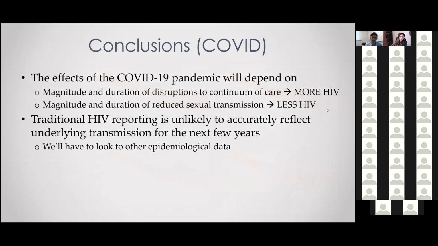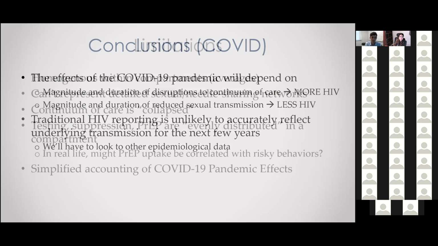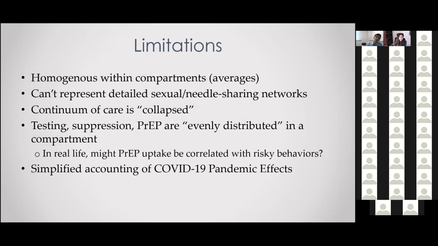So, conclusions there. One is that it's really hard to say so far what COVID is going to do for HIV transmission. It's going to depend primarily on the degree to which the continuum of care gets disrupted and sexual transmission gets changed, right? And the other take-home point is that traditional HIV reporting around reported diagnoses is not going to be a good barometer of what's really going on at the transmission level for the next few years.